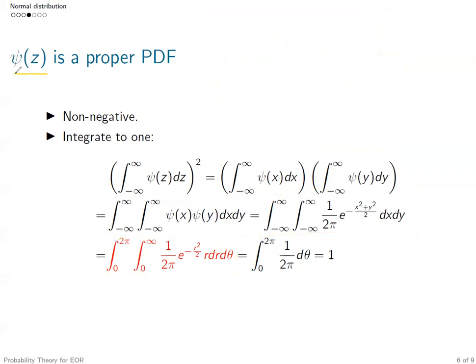So phi(z) is a proper PDF. We're going to make use of the fact that this integral is equal to 1 in later discussions. It's very useful for calculating certain integral values, as we're going to show later in this video.